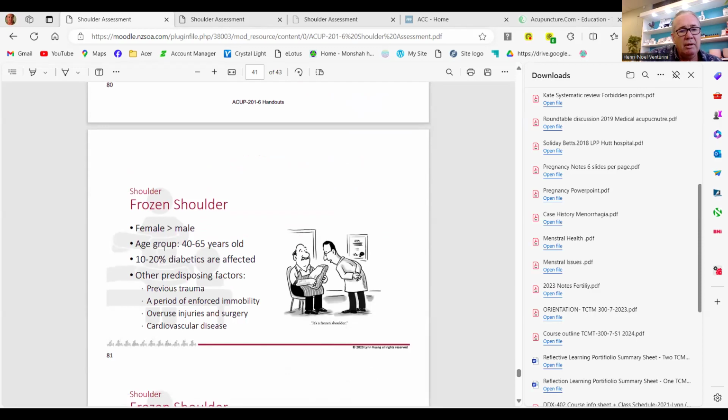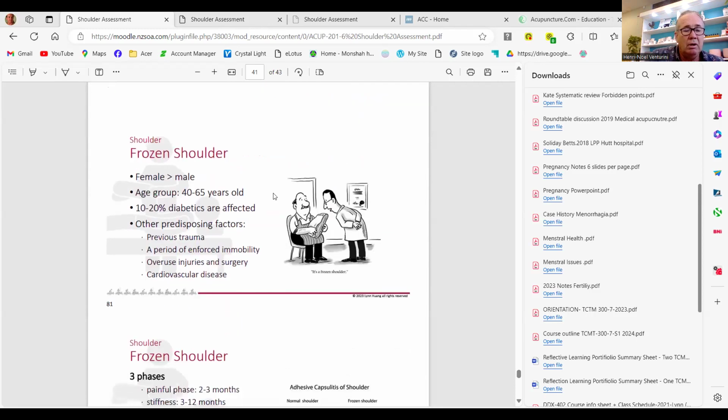So as you can see, this is the age bracket that most people have a frozen shoulder, between 40 and 65. I don't think that's correct. I think I know lots of people under 40 who have frozen shoulder. Diabetes or diabetics have a strong link. Lots of diabetics have frozen shoulder because of the sugar and the inflammation associated with diabetes.